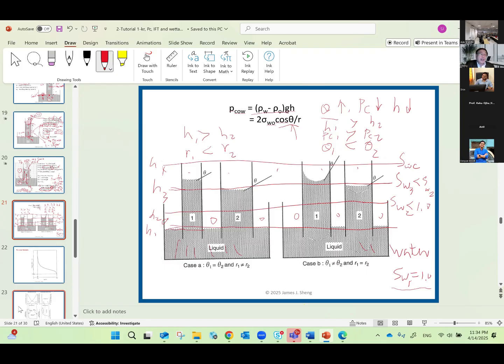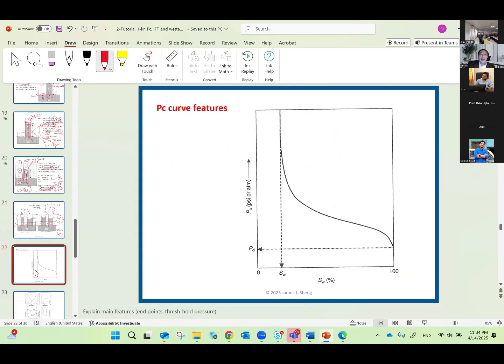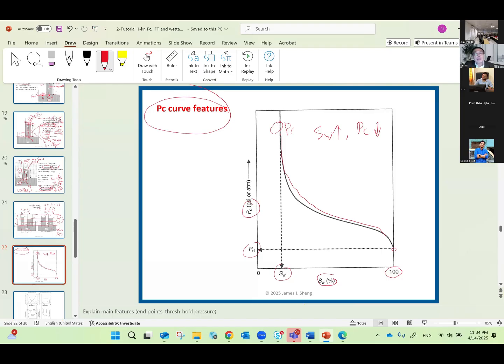So therefore, in general, your capillary pressure and saturation will have such a relation. Let's say water saturation is high, capillary pressure is low. Water saturation is low, capillary pressure is high. In between, you have such a capillary pressure curve. Now it's clear? So in other words, generally when SW is higher, PC is lower. So you have such a curve. This is called the PC curve. And then let's further look at it.